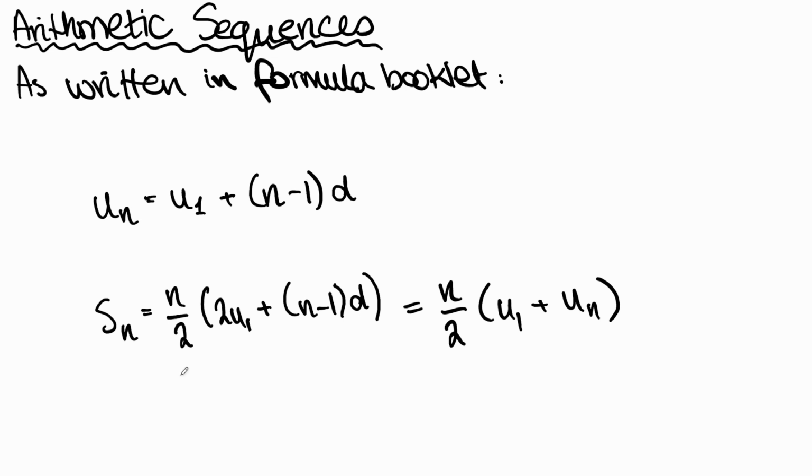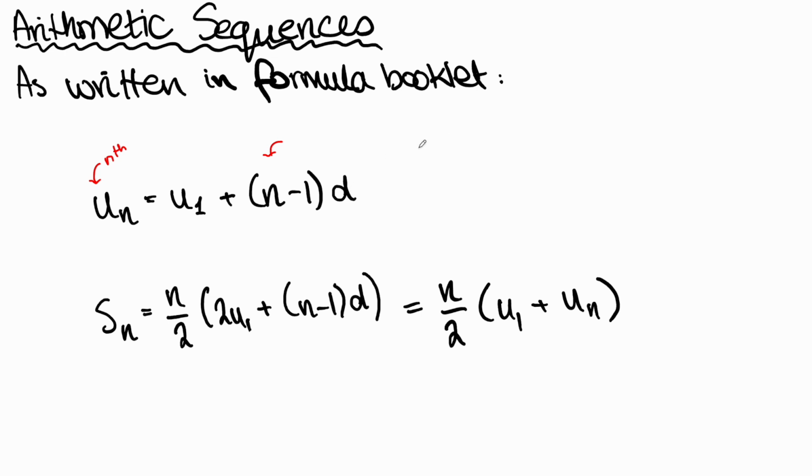Starting off with arithmetic sequences, these are written in the formula booklet as Un = u1 + (n - 1)d. So Un is the nth term of the series, u1 is the first term of the series, n is the place in which the number is in the sequence, and d is the jump between each number.